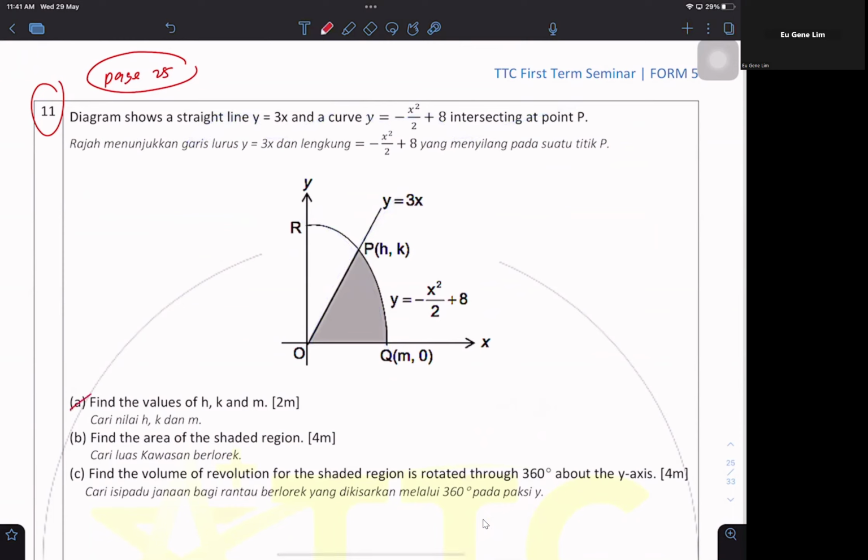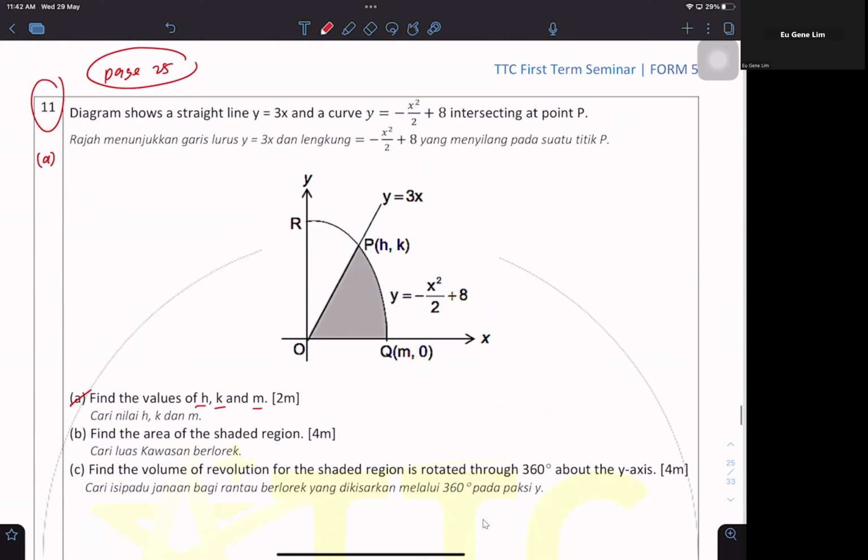They're just describing the picture. Question A: find H, K, and M. Why not we find M first, because I feel that M is a lot easier. Now how should we find M? Yes, very good. Substitute y equals 0 into the curve, because this point is actually the x-intercept of the curve. X-intercept, y equals 0.